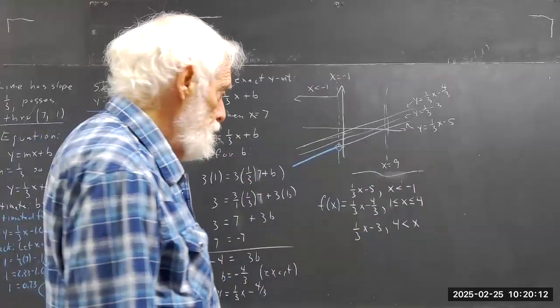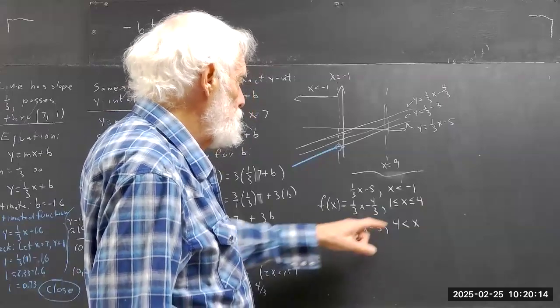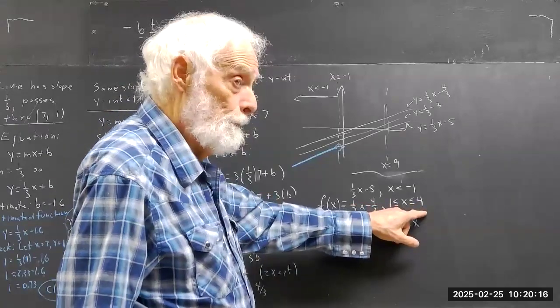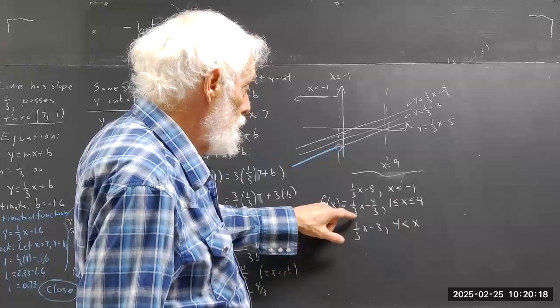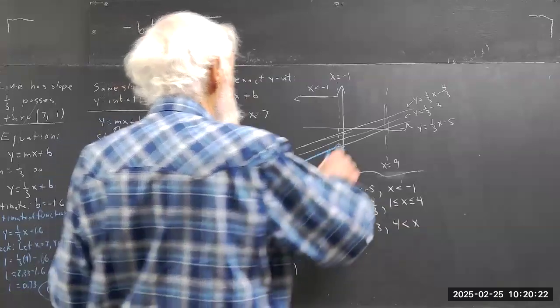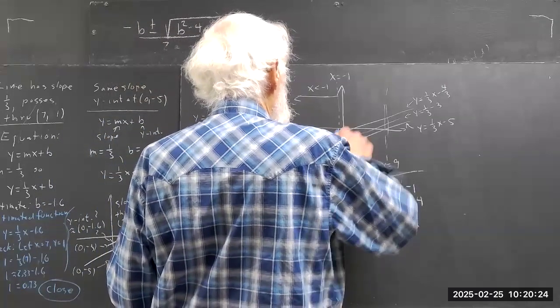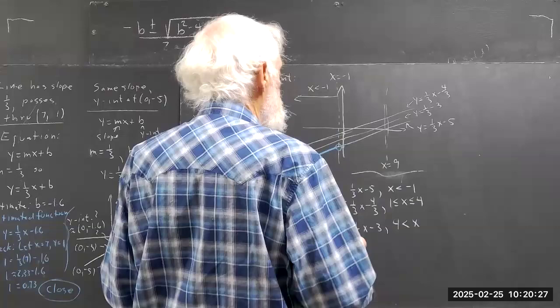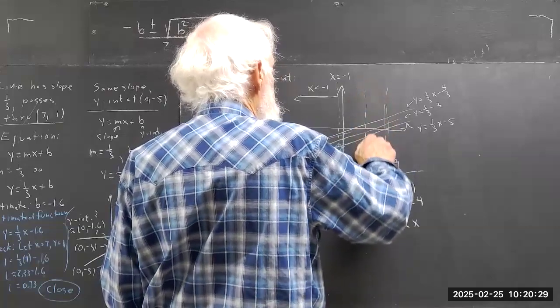Okay. Then between 1 and 4, I'm going to follow the graph of 1/3 x minus 4/3. That means starting at 1, going up wherever x equals 4, would probably be about right now.